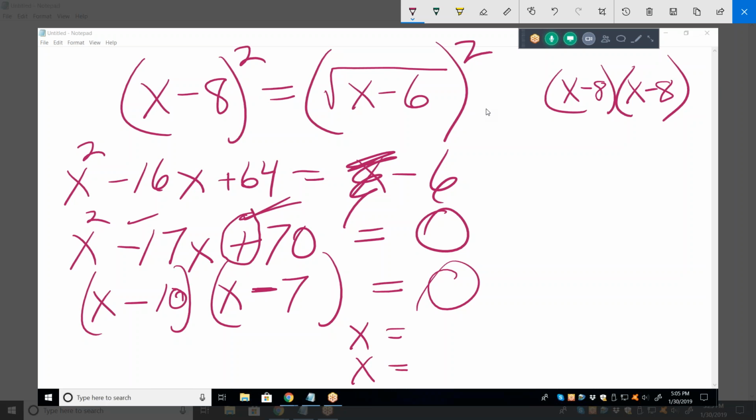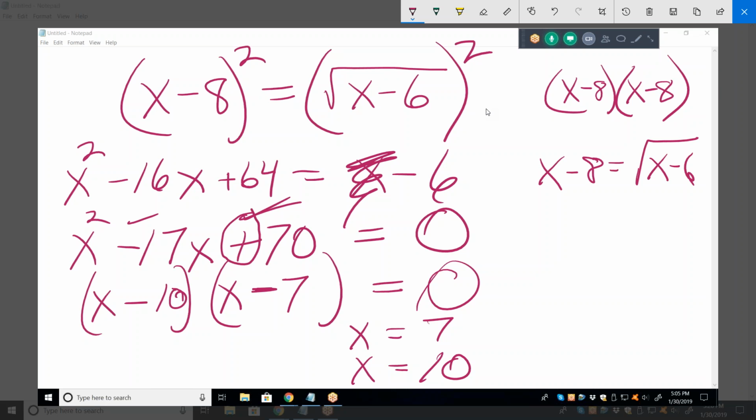So what are my two solutions to this? X equals 7, and then X equals 10. Okay, now, in order to determine whether we have an extraneous solution, let's plug it in. Okay, here was our original equation. Does 7 work?